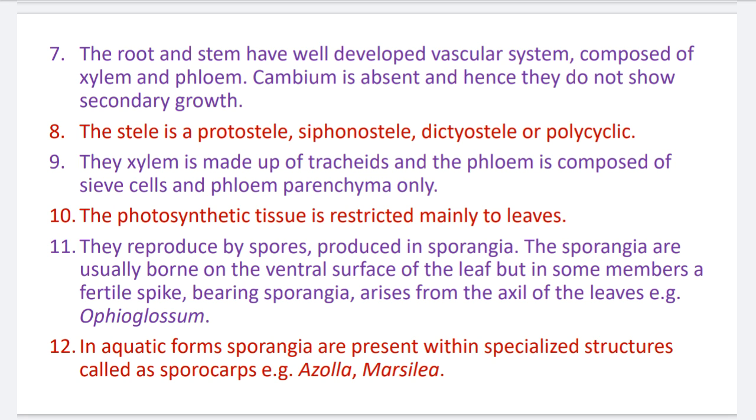Number 12. In aquatic forms, sporangia are present within specialized structures called sporocarps. Example, Azolla, Marsilea. In some pteridophytes, sporangia are present on the leaves. In some, the sporangia develop on the fertile spike. In some, these sporangia develop in the sporocarps. So the spore producing structures in the pteridophytes show a lot of diversity in their size, shape and structure.